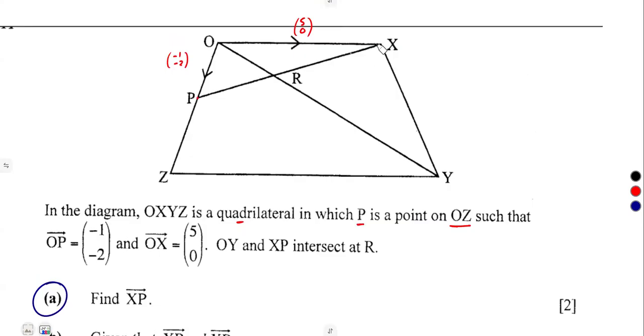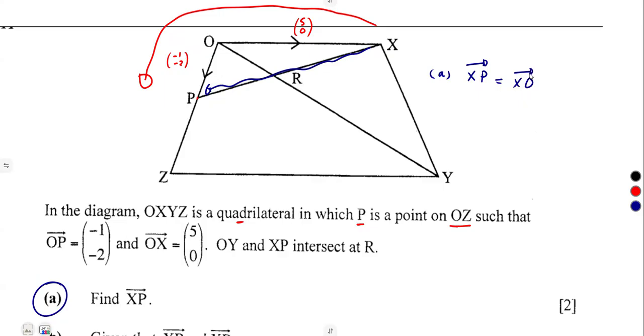From this information, X to P. Remember, we need the route that we're going to take, X going to P. So which route are we going to consider first? From what we are given, this part and this part. So we are going to consider this direction, X going to O, then O to P. So that's from X to O, then add O to P. This is the route that we are going to take.